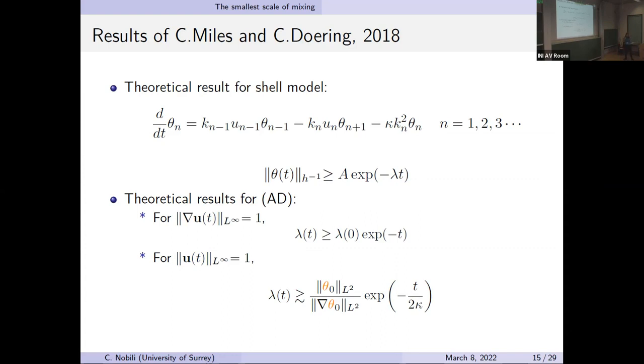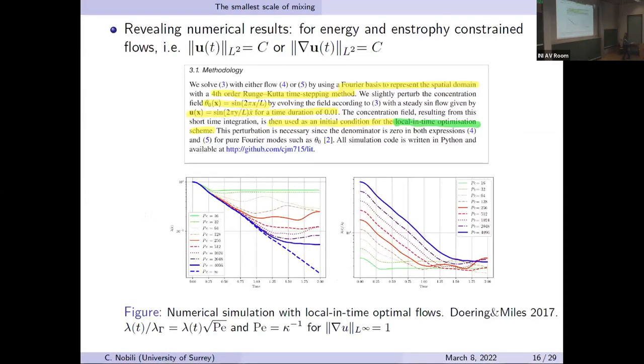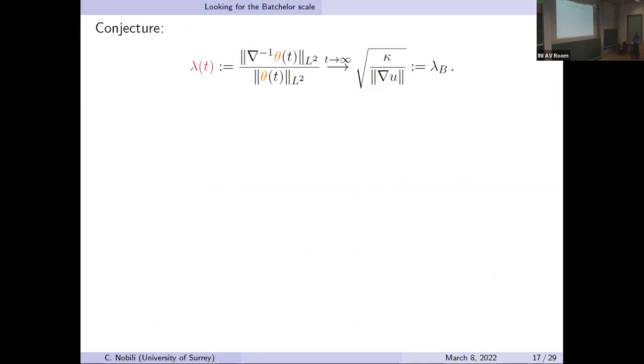But the most revealing part are the numerical simulations. Look at what happens when they do this local in time optimal flow simulation. They see that for the Peclet number, the Peclet is 1 over kappa, so 1 over the molecular diffusivity. What happens when Peclet is non-zero is that at some point for large time, you reach a plateau. You have the decay due to stirring, and then eventually you seem to reach a constant. These are really revealing numerical simulations. And now the vision of Charlie is to show that lambda, this quotient, for large time converges to the Batchelor scale.